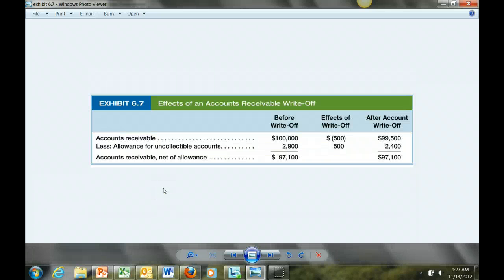Finally, we see what this would look like on the balance sheet. So Exhibit 6.7 illustrates the actual value that would be shown on the balance sheet. Notice the firm reports accounts receivable on the balance sheet at a value net of allowance, so the value is $97,100, which anticipates what will actually be collected and accounts for the risk and realities of offering credit to customers.